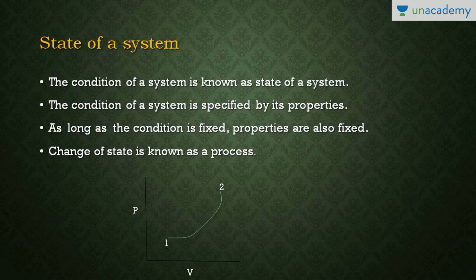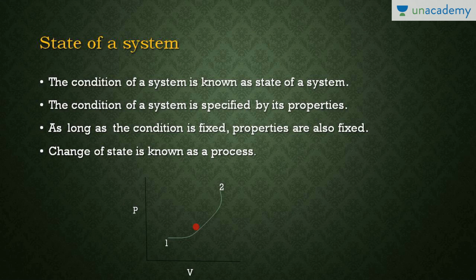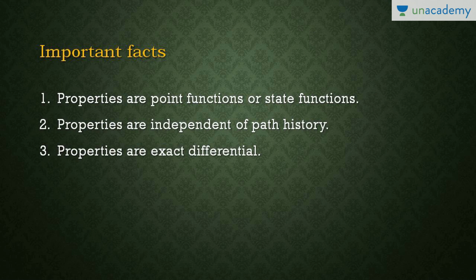The next slide is a very important point. Properties are point functions or state functions. Keep in mind, properties are point functions. That means properties do not depend on the path history. If you go from path A, the values of P1, V1, P2, V2 will remain the same. If you go from path B, the values will remain the same. Similarly, properties are independent of path history. Properties are point functions and state functions.